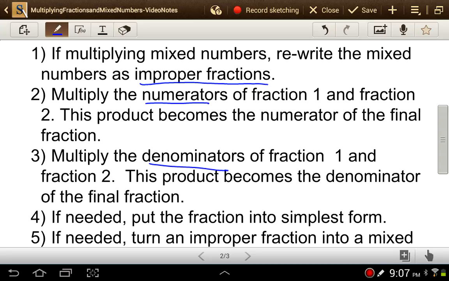You must have improper fractions. You multiply numerators, you multiply denominators. And then as always, once you're done, turn them to mixed numbers if need be, simplify them, regroup them, do whatever you need to do to make it a finished answer. Those are our steps. If you need to pause and read through them real quick, go ahead. Otherwise, I am going to move on to the next slide and do some examples.